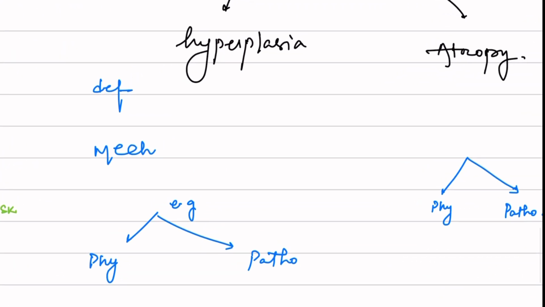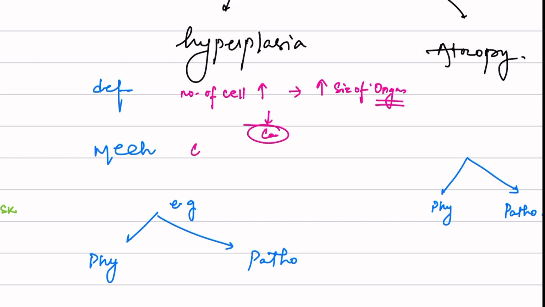Then coming to hyperplasia. What is hyperplasia? Hyperplasia means the number of cells will increase, and it can also lead to increase in the size of the organ, not the cell. On persistent increase, it can lead to carcinoma. Now, what is the mechanism? The growth factor induced proliferation of cells occurs, and it occurs in the dividing cells, because there is increase in the number of cells.